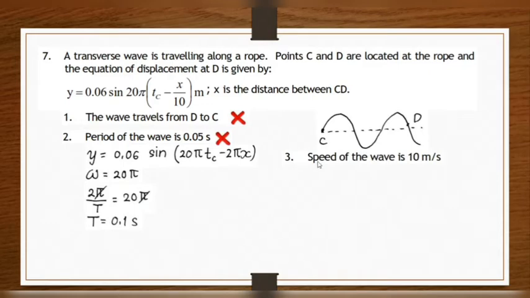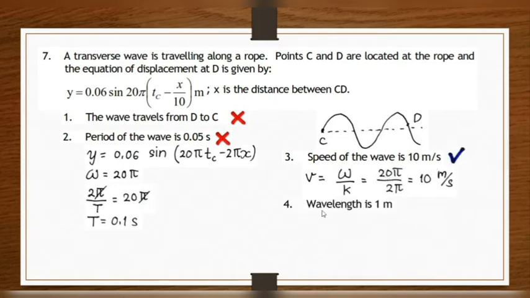The third statement is the speed of the wave. We want to find the speed of the wave. Remember that speed is omega over k. Omega is 20 pi. The wave number is 2 pi. So v equals 10 meters per second. So this statement is correct.